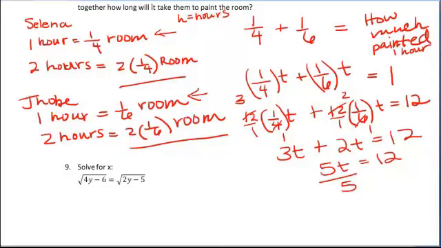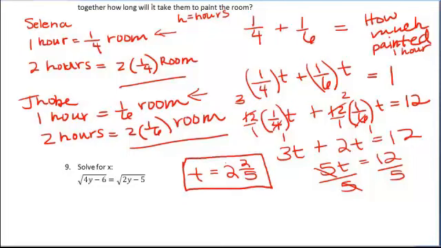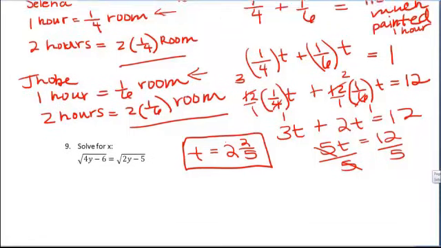And then we divide both sides by 5. And this cancels out. And then we get t equals 12/5, and we can rewrite that as a mixed number. So it would be 2 and 2/5. So how long will it take them to paint the room together? The amount of time would be 2 and 2/5 hours. So I hope that makes sense how we got to the formula in order to get the work combined to see how long it would take to paint that room.